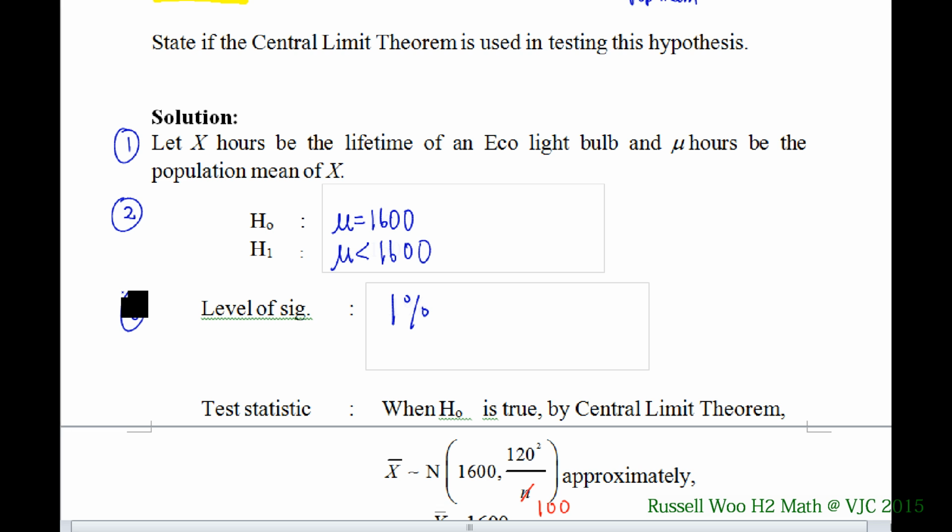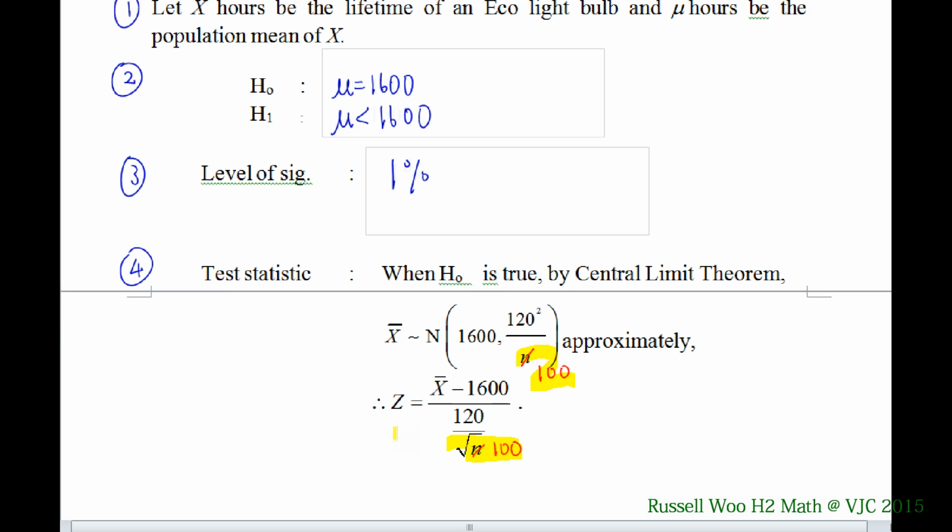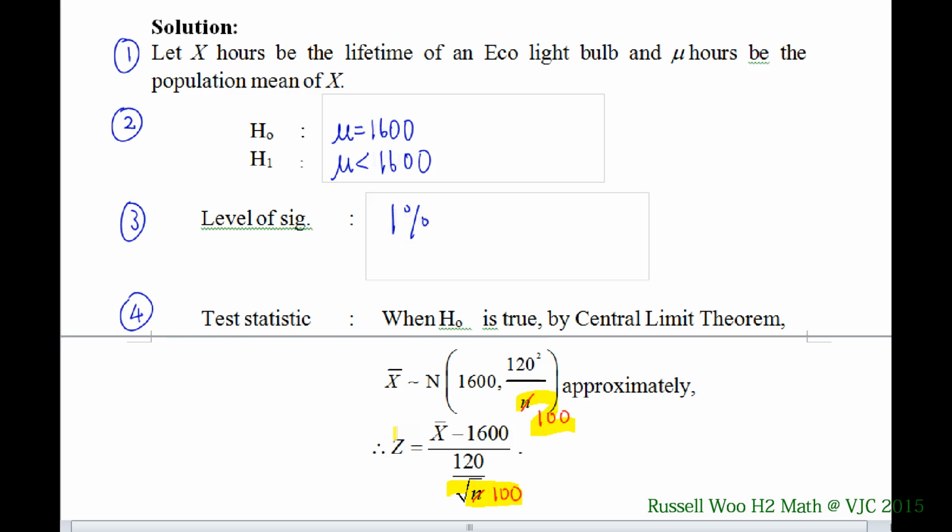Step 4. Test statistic. In this case, our test statistic is Z. Can you make some changes here? I know it's printed for you. When H naught is true, which means the mean is 1006.